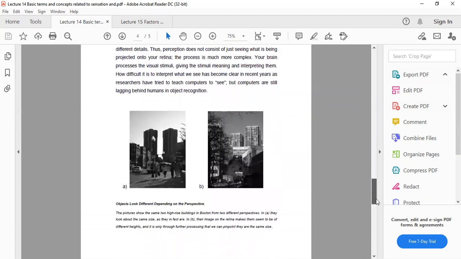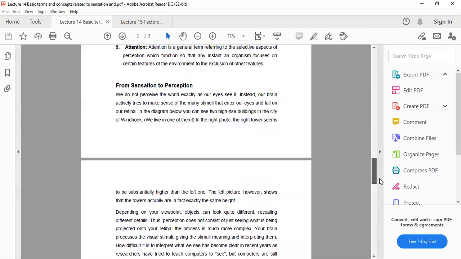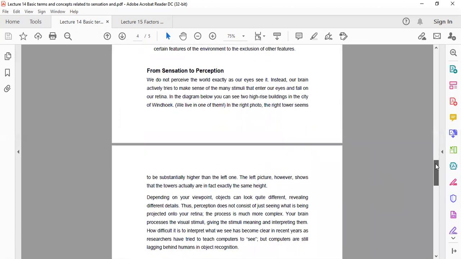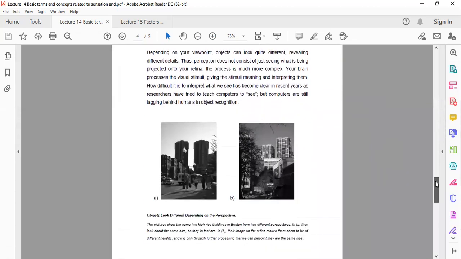And then looking from sensation to perception. Perception starts when the eye detects a stimulus, and our brain needs to interpret the stimuli that the eye has detected. So depending on the two views, you can see that the picture shows two high-rise buildings from two different perspectives. They look the same size, but they are just taken from different angles.